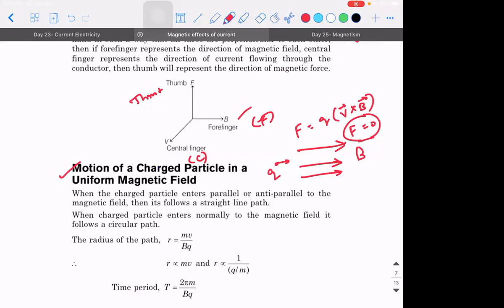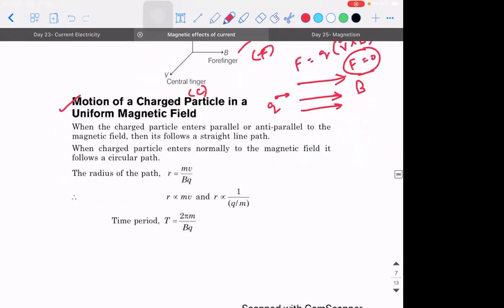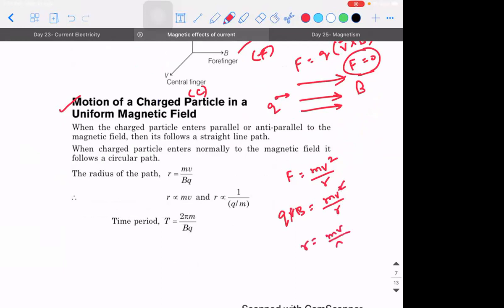Right? That's good. So when you project it perpendicular to the magnetic field, what will be the path followed by it? Charged particle projected perpendicular to the magnetic field, what will happen? It will travel in a circular path. Right? For that circular path, who is providing the centripetal force? F is equal to mv square divided by r. What is the value of F? QvB is equal to mv square by r. I wrote QvB because sine 90 is 1. So v and v will be cancelled. r is equal to mv divided by QB.